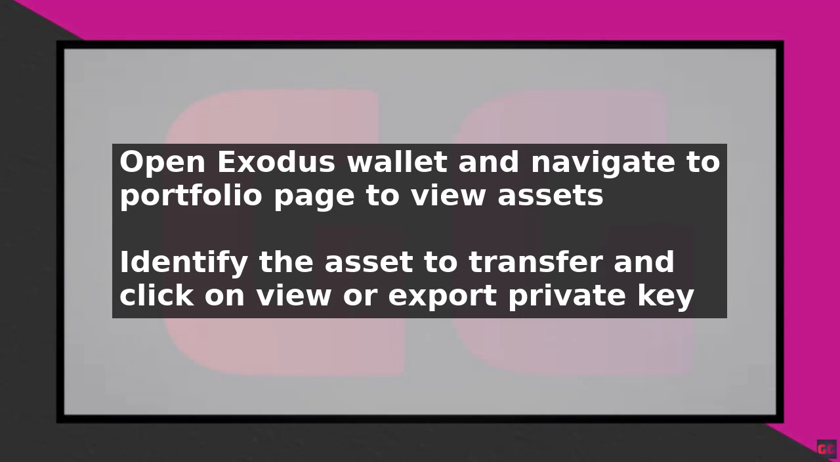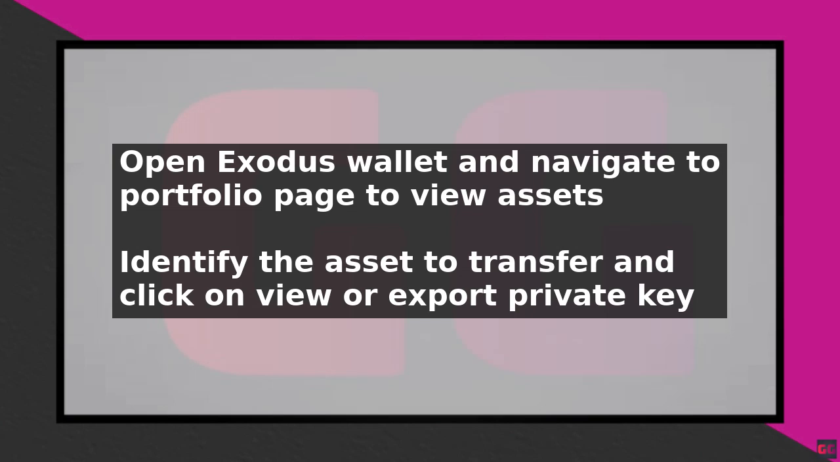To transfer from Exodus to MetaMask, start by opening your Exodus wallet and navigating to the portfolio page. Here you will see a list of all your assets, including cryptocurrencies and tokens. Identify the specific asset you want to transfer and click on the three dots next to it. Then select View Private Key or Export Private Key, depending on the option available in your Exodus wallet.